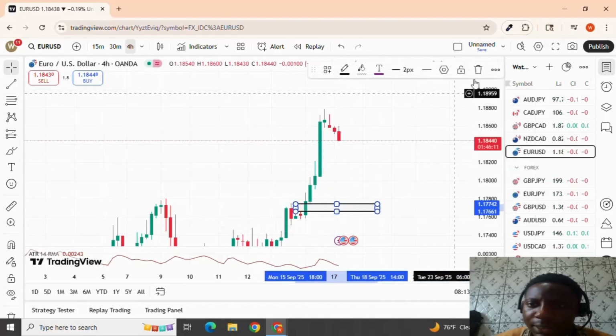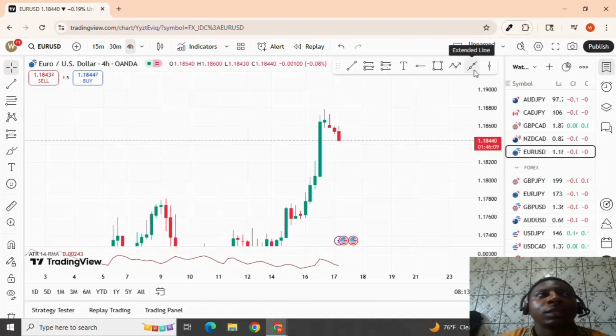The main idea with fair value gaps is they are similar to supply and demand. It's just now the ICT concepts. Basically, fair value gaps are price points where price has to be tested before continuing in this direction. And one advantage of using fair value gaps is that they help you with directional bias.